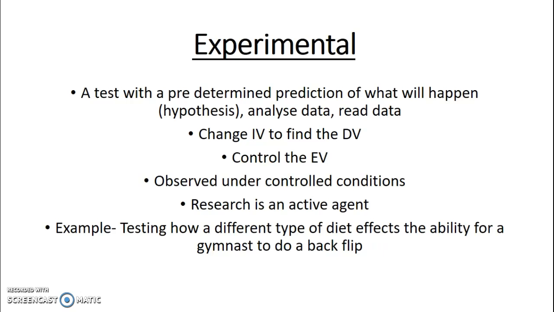Experiments work by changing the independent variable to find the dependent variable, and you control all the external variables, so there's nothing that can affect the data, and you're manipulating everything. Everything's observed under controlled conditions, so nothing can externally affect the results, so everything is how you want it. The researcher is an active agent, so the researcher actually is very involved with the test. This means the participant knows he's there, knows he's watching, and knows what's going on.